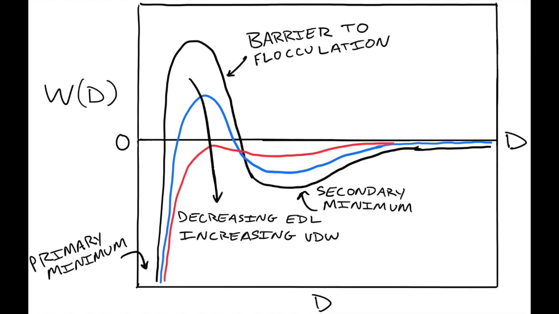If you add too much electrolyte, you end up decreasing the entropic benefit of having a big diffuse double layer. So you add in a lot of salt and that double layer shrinks. And as a result of that shrinking, the attractive force can dominate over the repulsive force, and you end up with something like the red curve, which has very little barrier against flocculation at all.